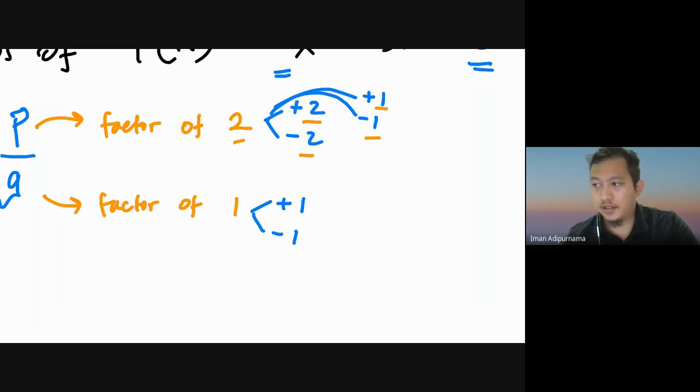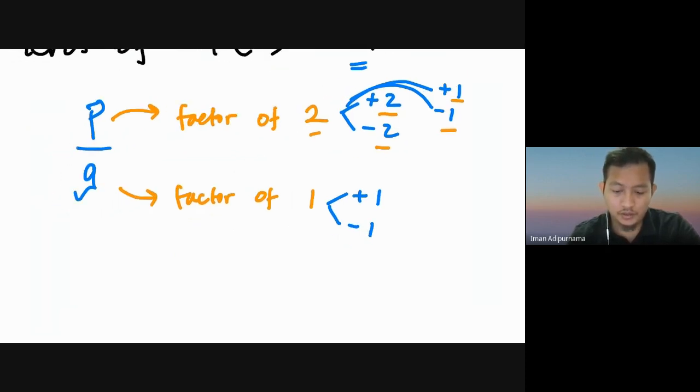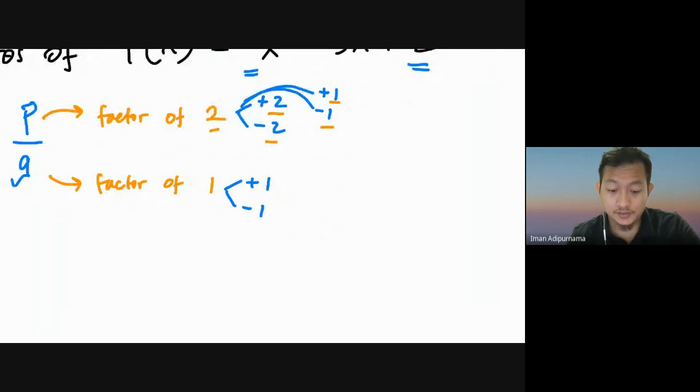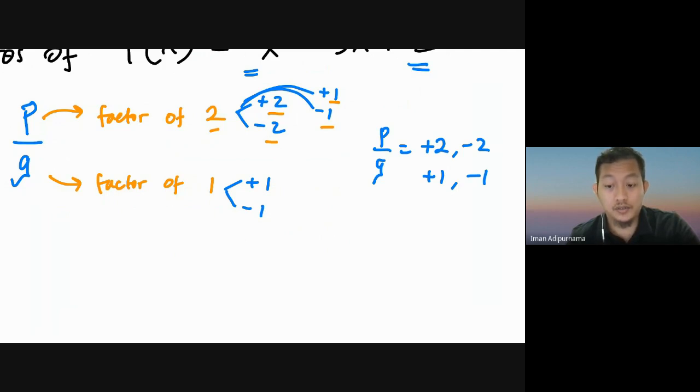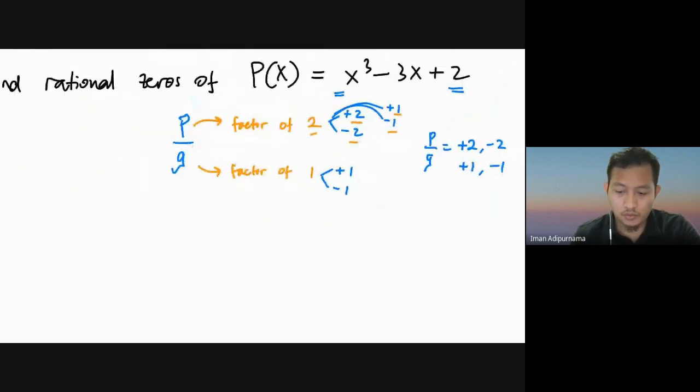Okay, now with P over Q, P over Q will have +2, -2, +1, and -1. We have these 4 possible numbers as factors. Then we can try one by one, because I think it's a simple calculation.